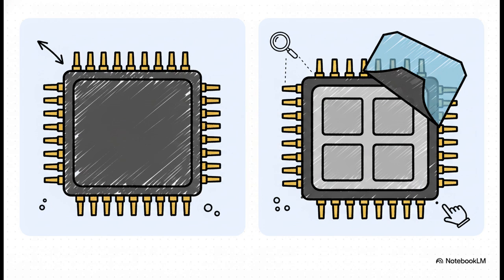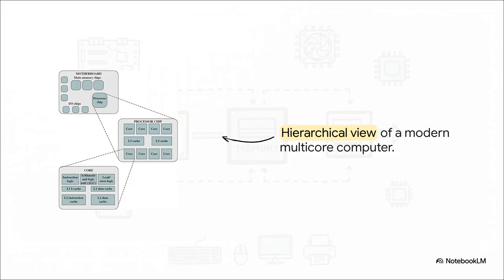So when you hear the term multi-core processor, it simply means a single physical piece of silicon that houses multiple independent processing units. This gives us a fascinating, nested, almost Russian doll type of hierarchy. Imagine how this is physically laid out in the real world. At the macro level, you have the motherboard holding main memory chips and I/O chips.